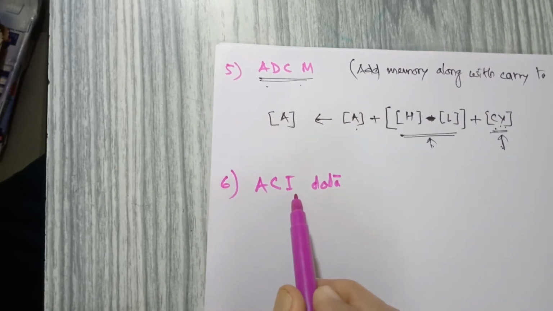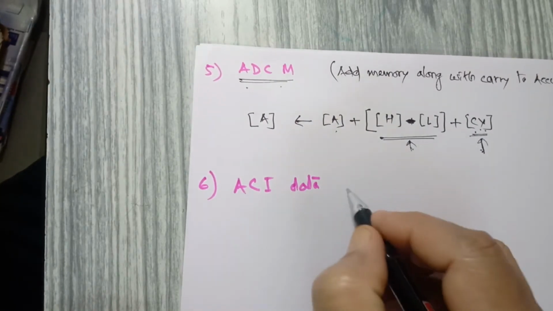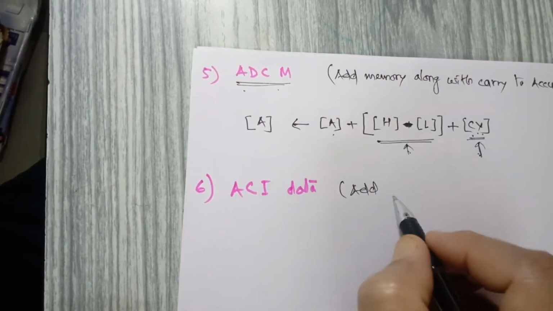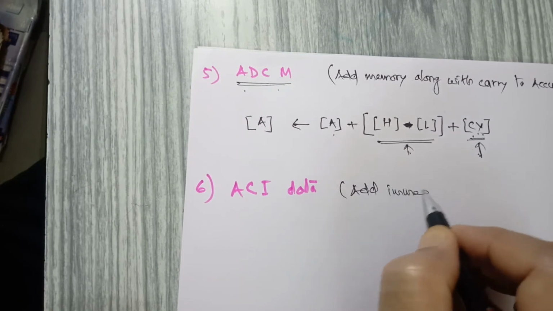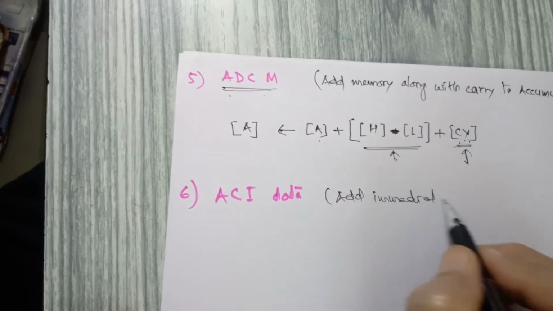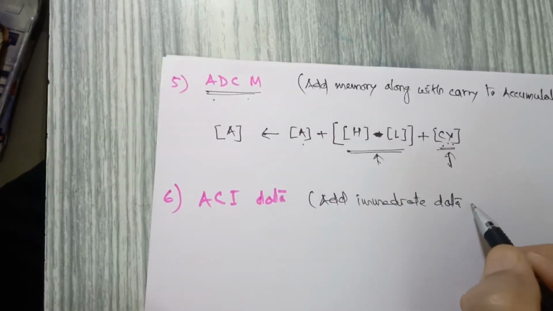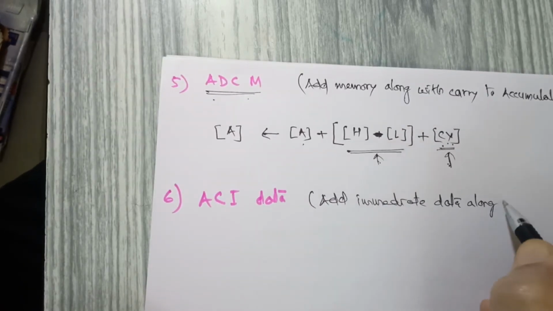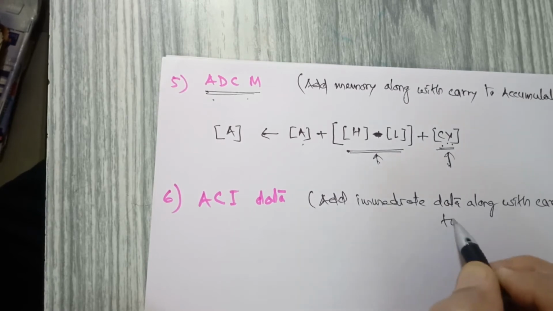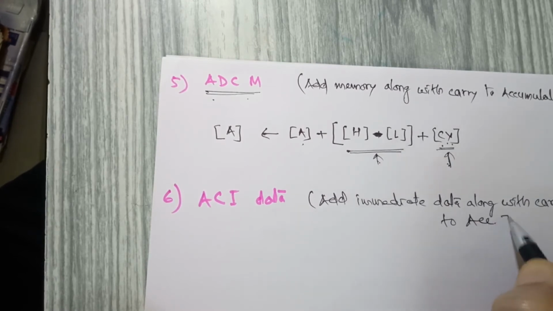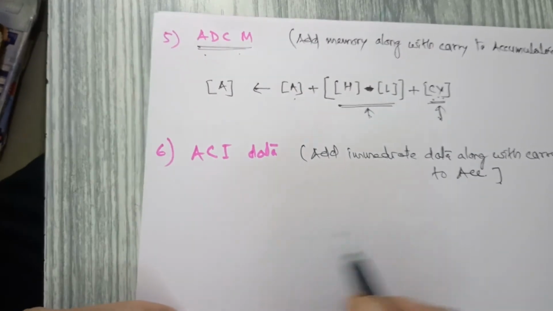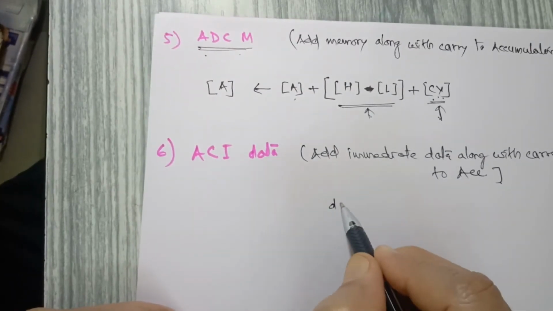So add with carry immediate. The second byte of your instruction will be added. You can read it as add immediate data along with carry to accumulator. This is how you can read it, and as simple as it is, that is the immediate data which you are given in the instruction.